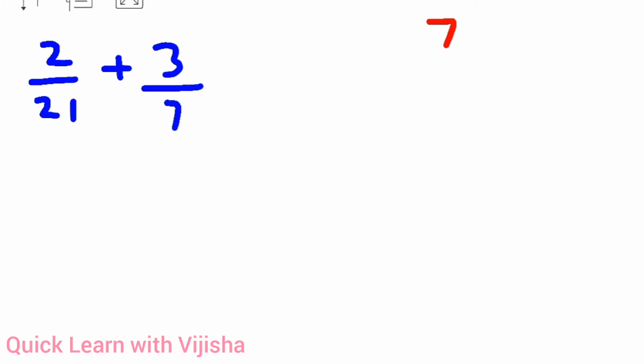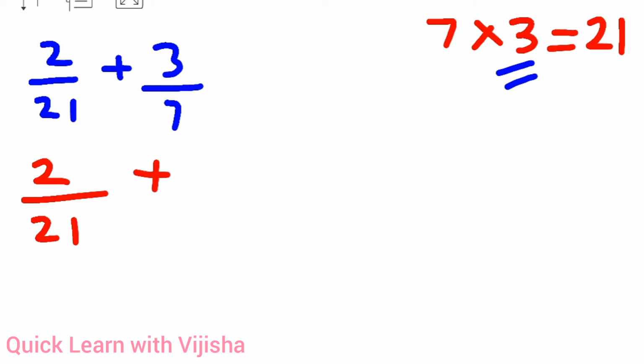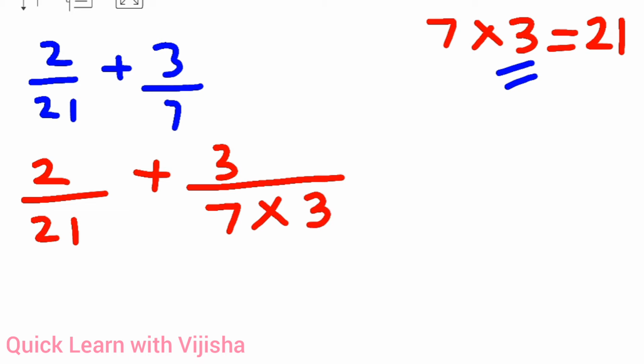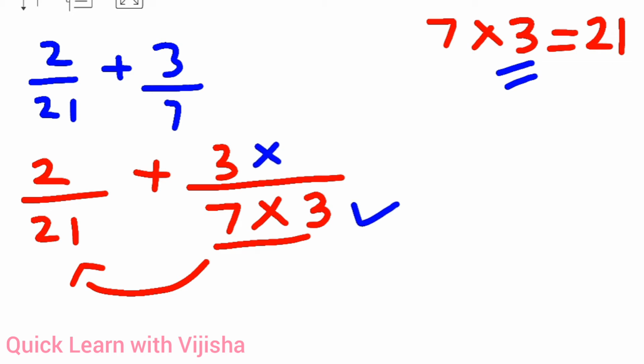The second sum is 2 upon 21 plus 3 upon 7. First we have to check the denominators, they are different. Now in the table of 7, 7 3s will give you the answer as 21. Understanding children? So we will use this 3. We will write 2 upon 21 plus 3 upon 7. Only this side we will multiply with 3, so that 7 3s will give you the answer as 21. Since we have multiplied the denominator, we will multiply the numerator also. Hope you are understanding students.